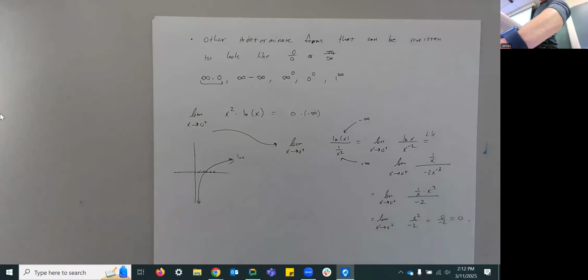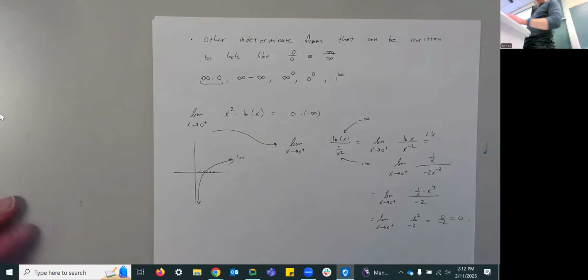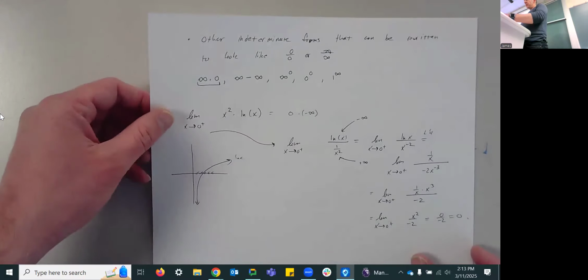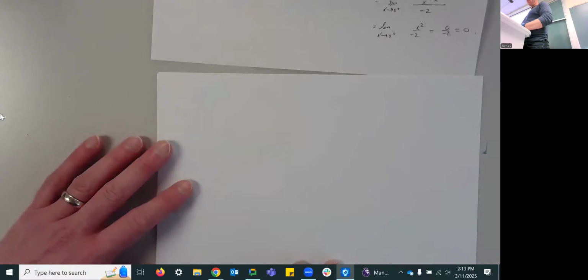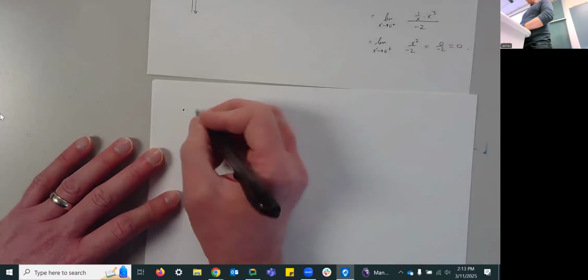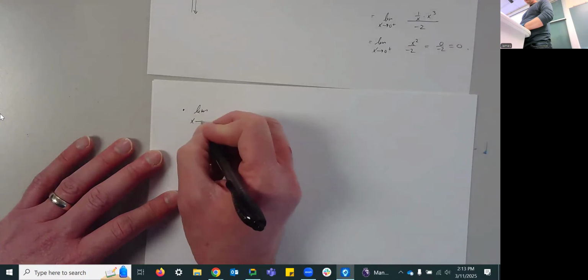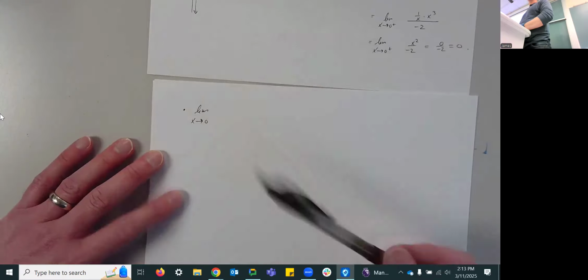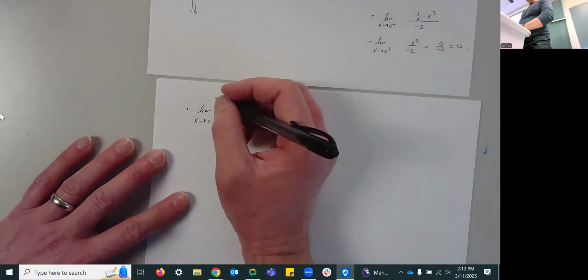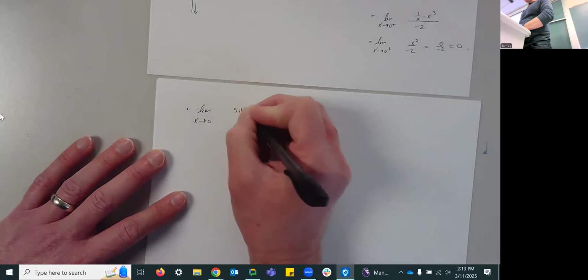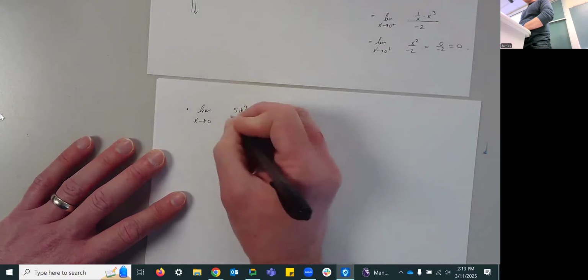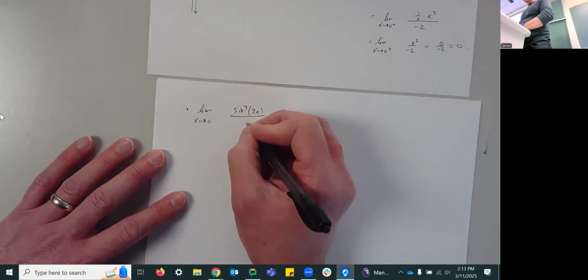Let's look at some other strange examples here. Actually, let's do something else. So one example I'll just warn you about. Let's say we have the limit as x approaches 0 of sine cubed of 2x over x cubed.